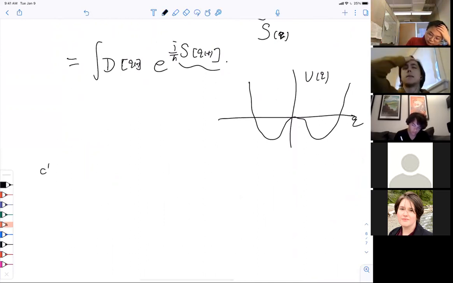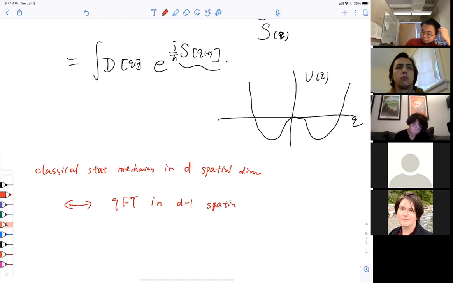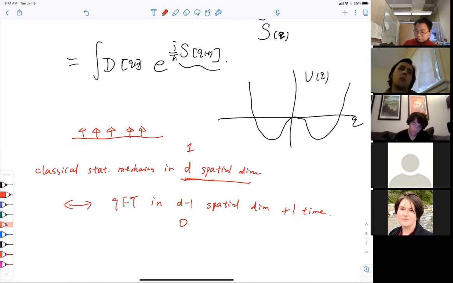The general conclusion is a classical statistical mechanics in D spatial dimensions is equivalent to a quantum field theory in D-1 spatial dimensions plus a one-dimensional time. In this case, it's 1D, equal to 1 spatial dimension. Remember, there's this 1D problem, and it maps to 0 spatial dimensions and 1 time. 0-dimensional QFT is nothing but quantum mechanics, right? This is just a comment.